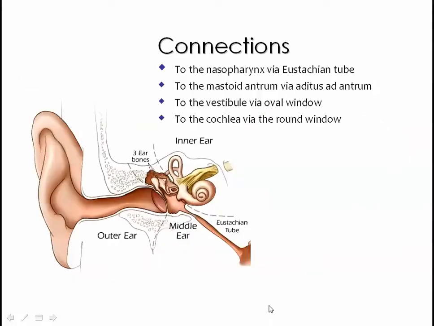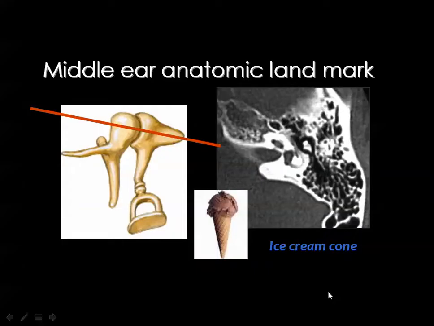Then the middle ear cavity is connected to various anatomic structures. It is connected to the nasopharynx through the famous Eustachian tube. It is connected to the mastoid through the aditus ad antrum. It's connected to the vestibule through the oval window, and the middle ear is also connected to the cochlea through the round window. We'll see these anatomic structures.